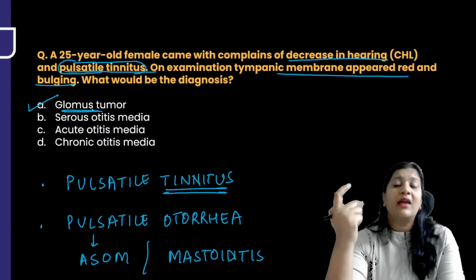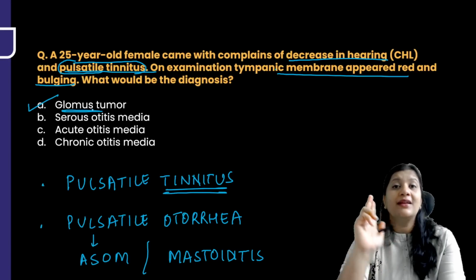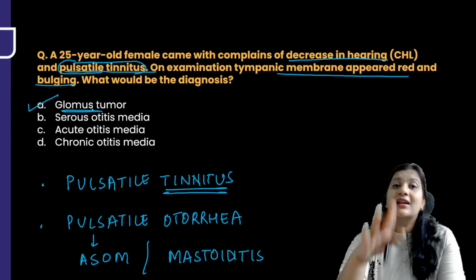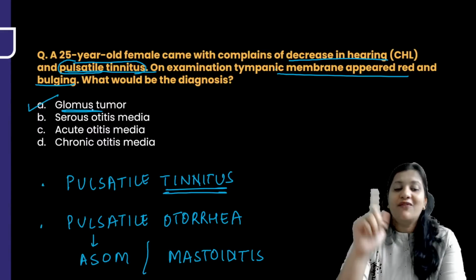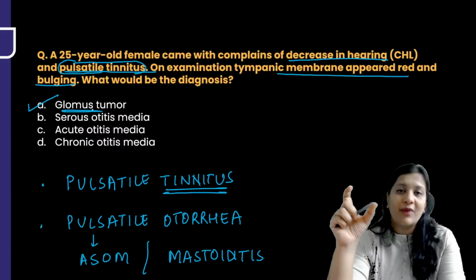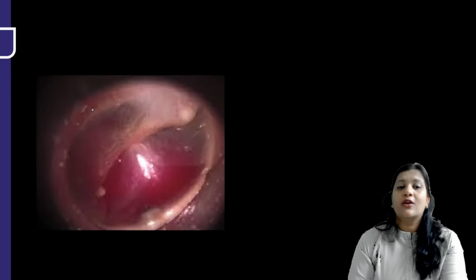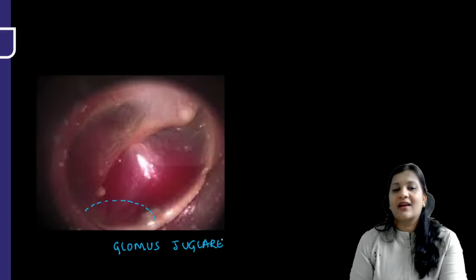Glomus, SOM, AOM, COM, all of them will present with decreased hearing. In acute otitis media, the tympanic membrane may still appear red, but the diagnosis is established here clearly on the basis of one single point, and that is pulsatile tinnitus. So if you see pulsatile tinnitus in your question, don't think of anything else, mark glomus. In glomus you can see a red bulging tympanic membrane like this. Typically, when the red bulge comes from the floor, which happens in glomus jugulare, we call that sign the rising sun appearance.